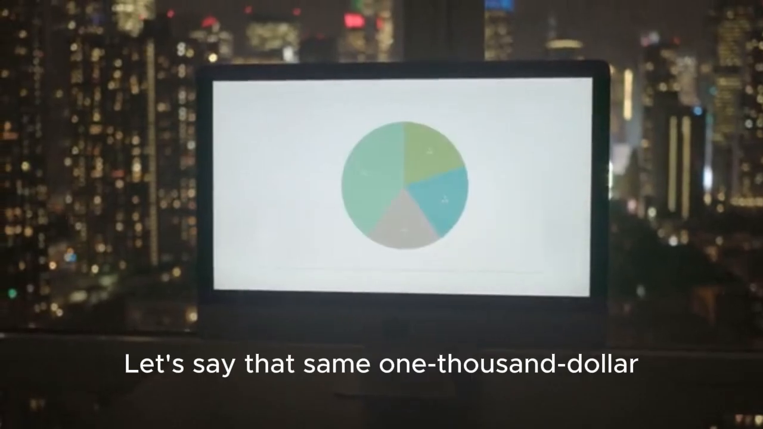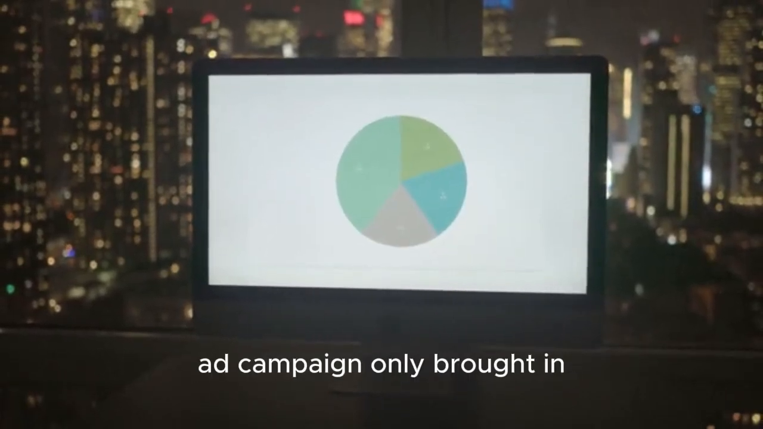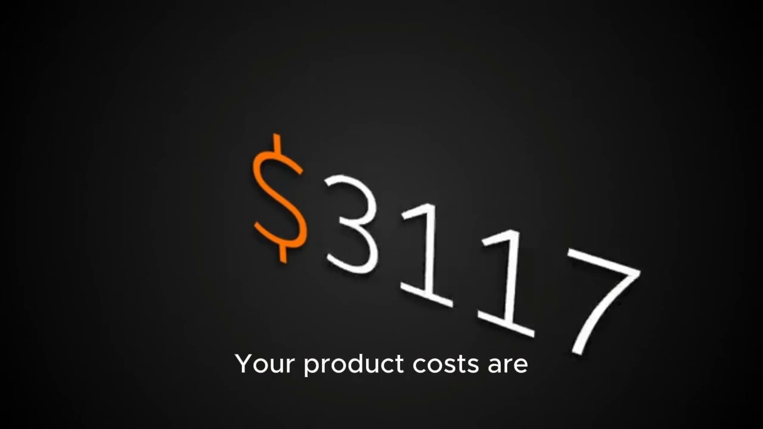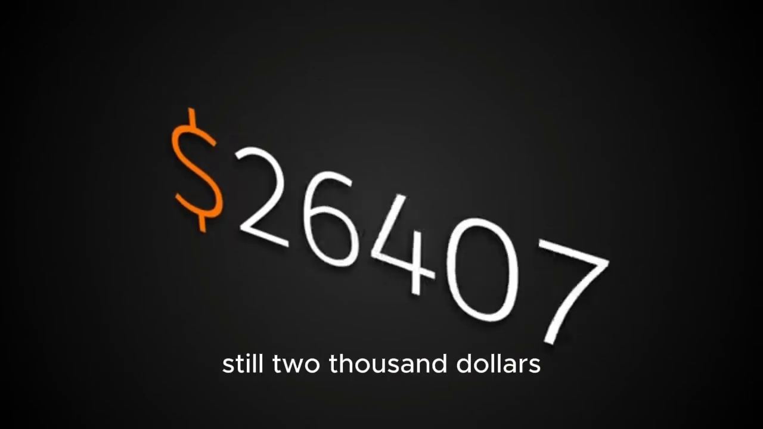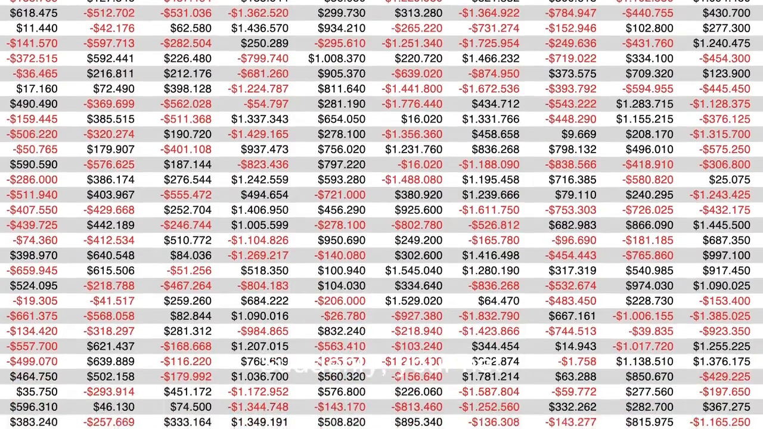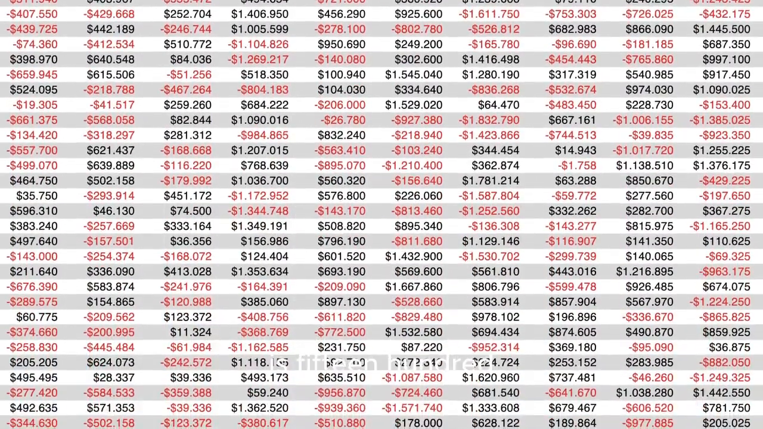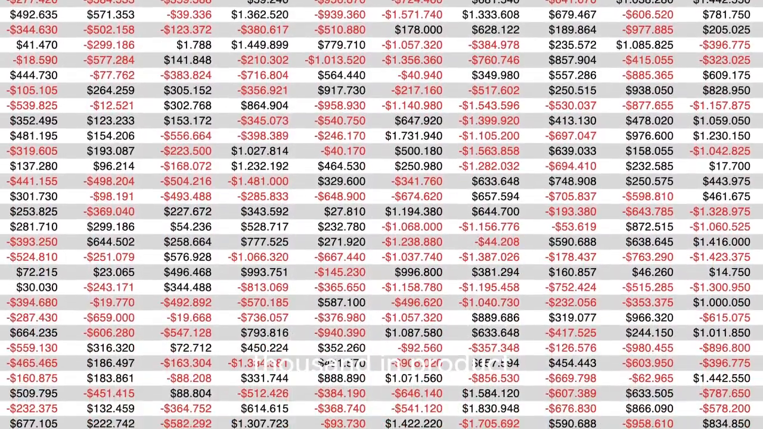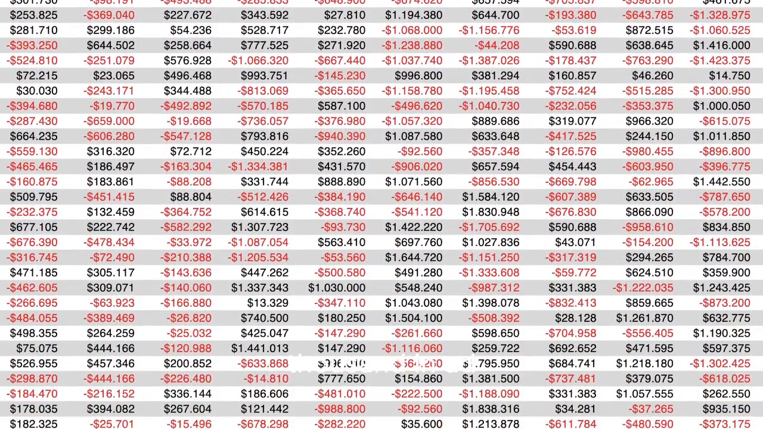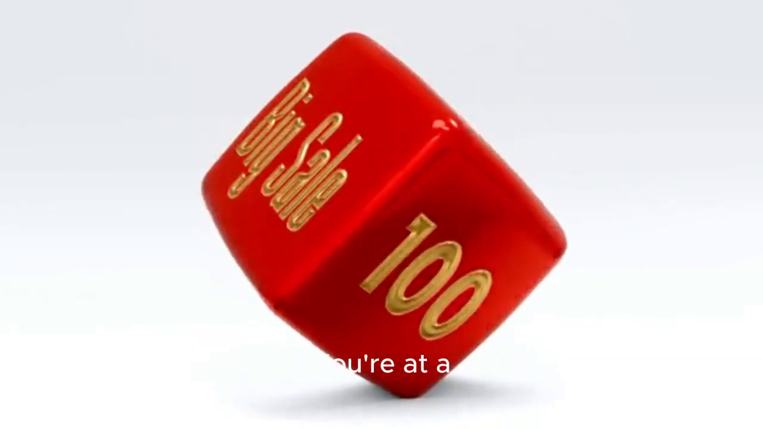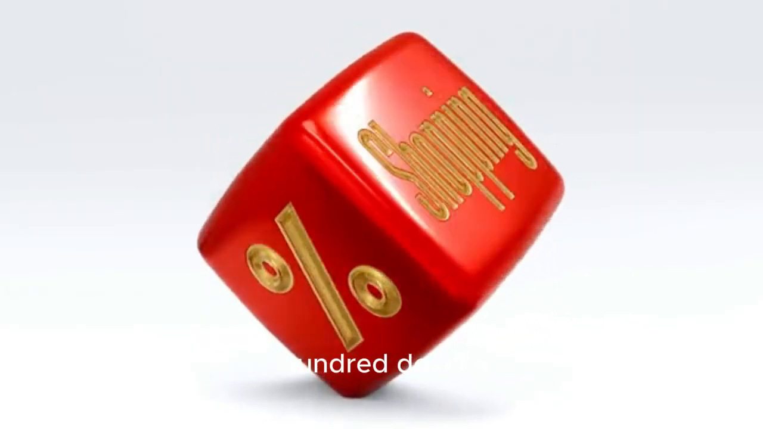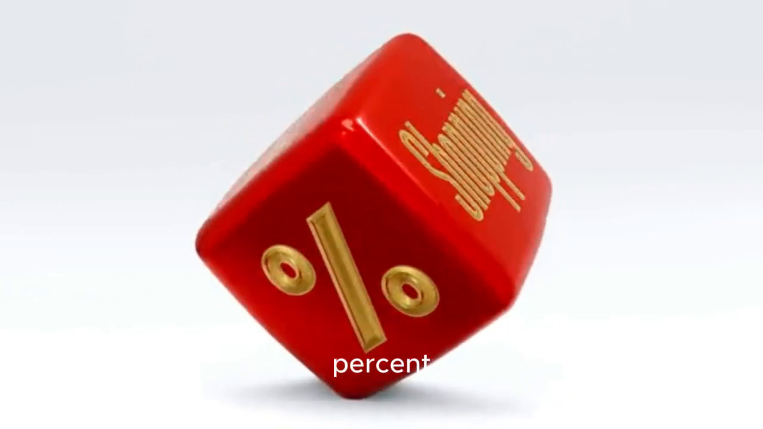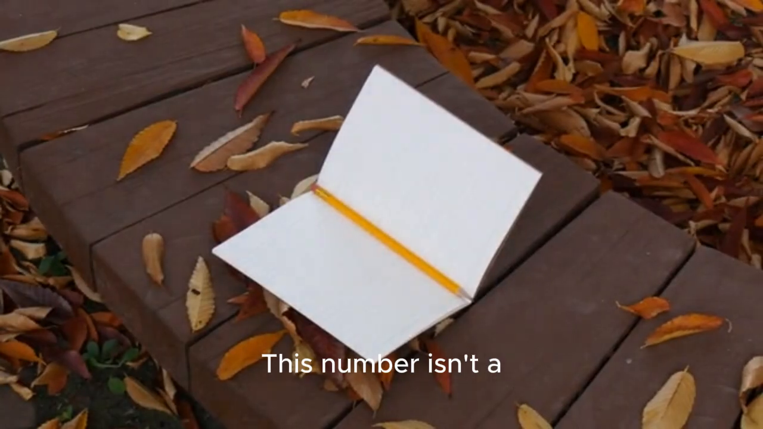Let's say that same $1,000 ad campaign only brought in $1,500 in sales. Your product costs are still $2,000. Suddenly, your net profit calculation is $1,500 in sales, minus $2,000 in product costs, minus $1,000 in ad spend. You're at a negative $1,500. Your ROI would be negative 150%. This number isn't a failure.